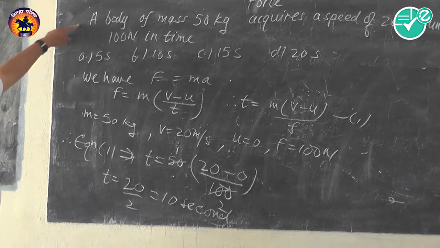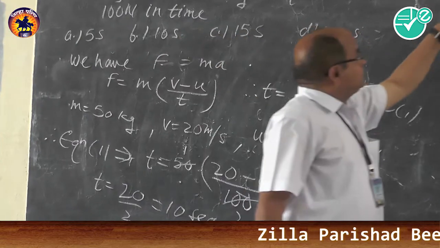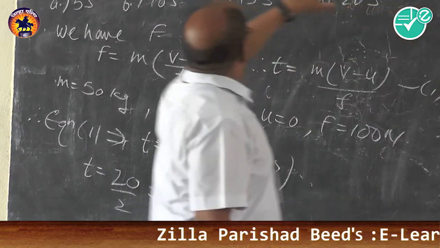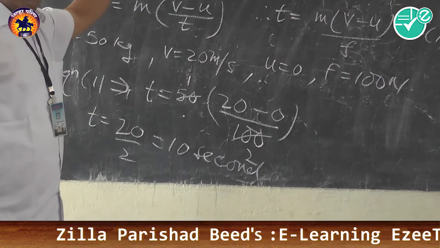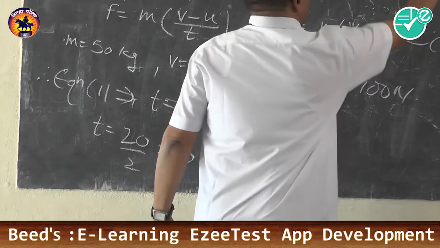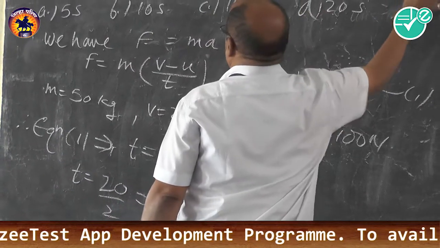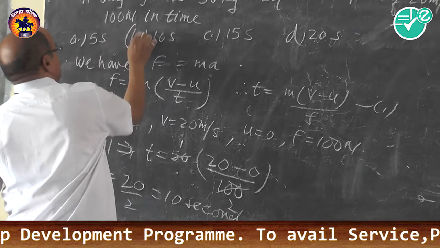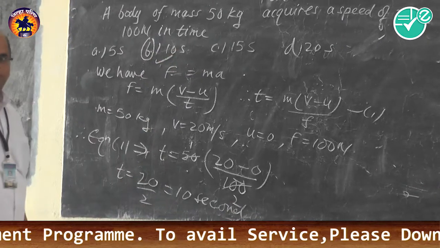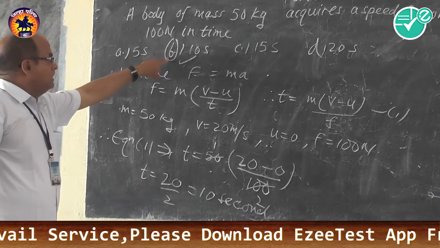Therefore, a body of mass 50 kg acquires a speed of 20 meters per second under a force of 100 Newton in time 10 seconds. The correct answer is B, 10.